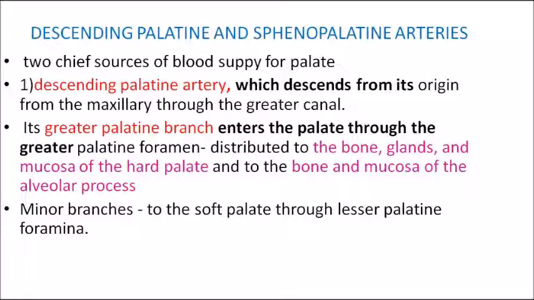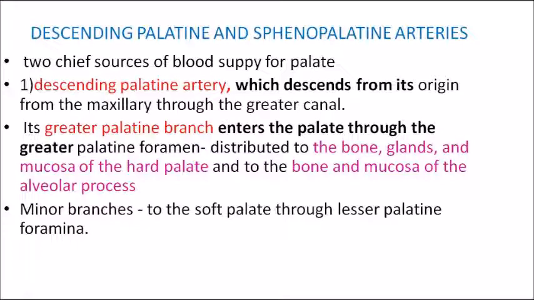In addition to the greater palatine, the descending palatine also has a few minor branches which supply the soft palate through the lesser palatine foramina. So, when you consider the blood supply of the palate, one important artery is the descending palatine. It has one greater palatine branch and a few minor branches. The greater palatine enters through the greater palatine foramen and supplies the bone, glands and mucosa of the hard palate as well as the alveolar process. And minor branches of this descending palatine artery supply the soft palate through the lesser palatine foramina.